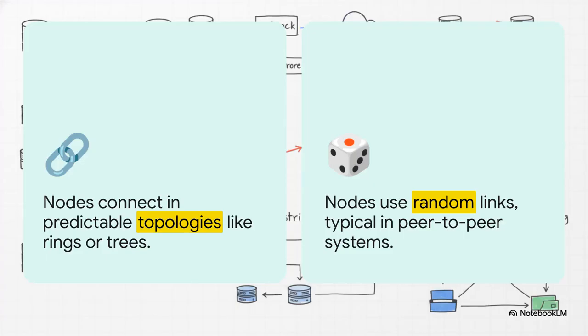Now, on top of those physical wires and middleware, we build logical highways called overlay networks. This is how nodes connect to their neighbors. And there are two main flavors here.